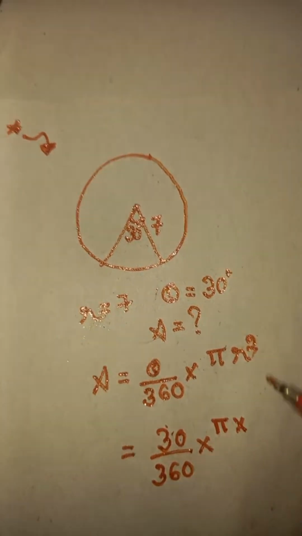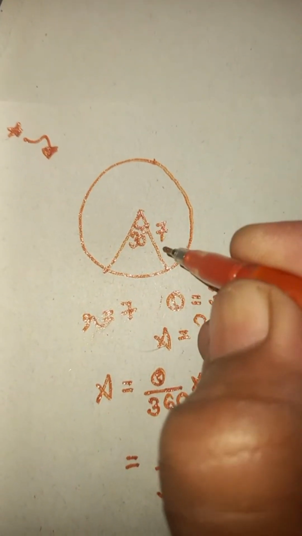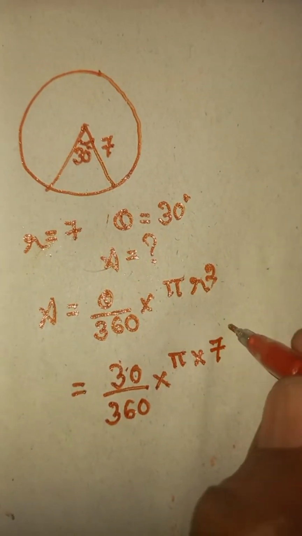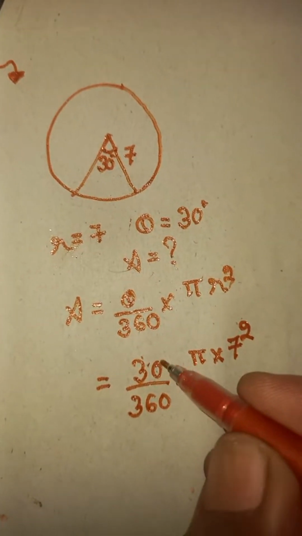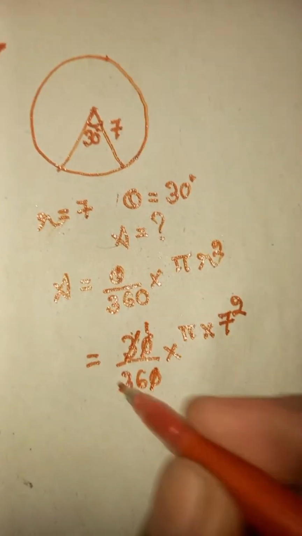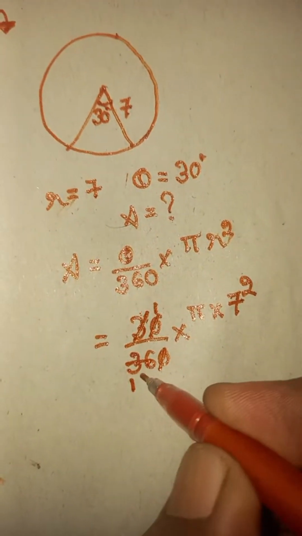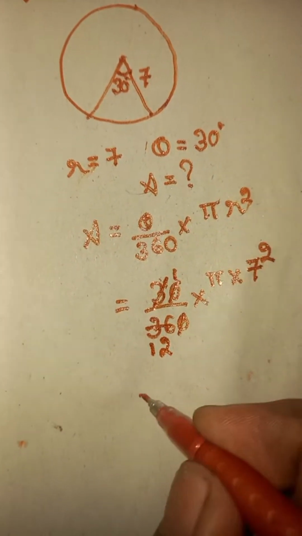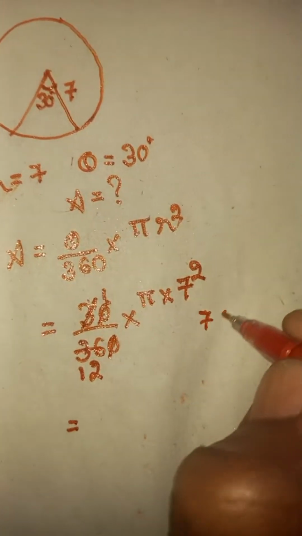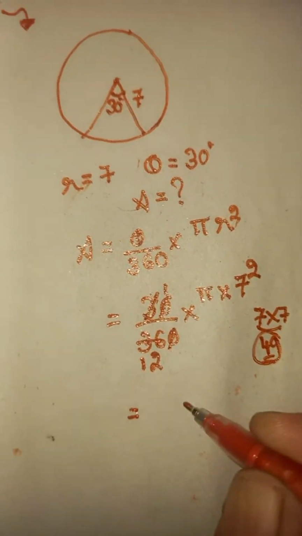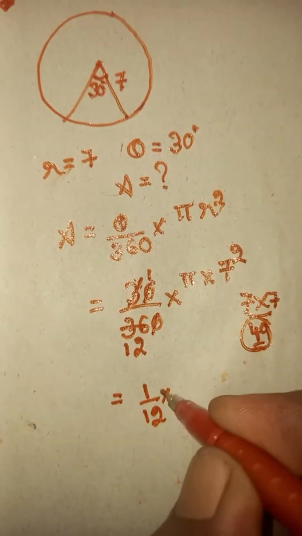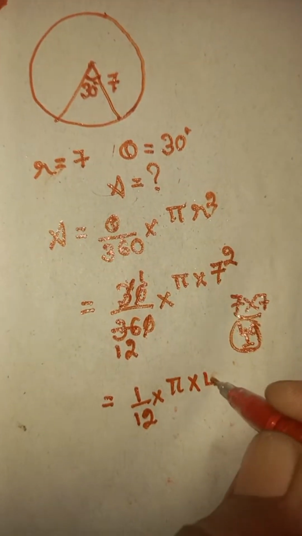Pi times of this, the radius is 7 units, so it is 7 square. Now you can find it out: the 0 by 0 you can cancel, 3 1 times 3, 1 times 3, 3 2 times 6. 7 square means 7 times 7, which is 49. Here it is 1 by 12 times pi times 49.